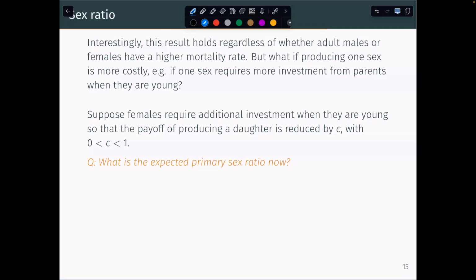And so that's when people have expanded the theory to think in a more rigorous way about what happens if there are differences in, say, mortality rates when they're adults. You might think that that would distort it. Okay, if males are more likely to die when they reach adulthood, maybe it's more advantageous to produce females. Turns out that doesn't matter at all.